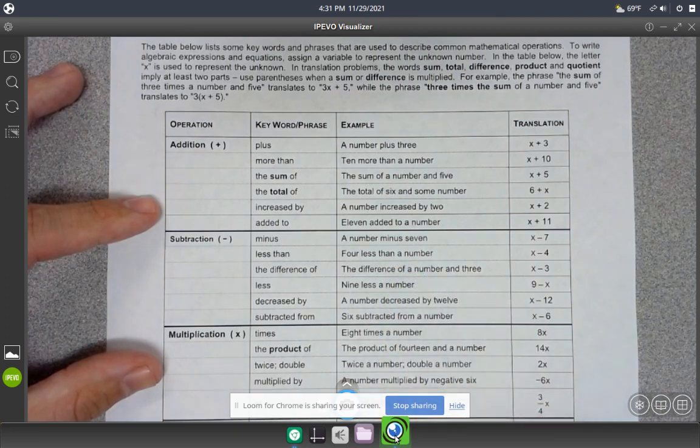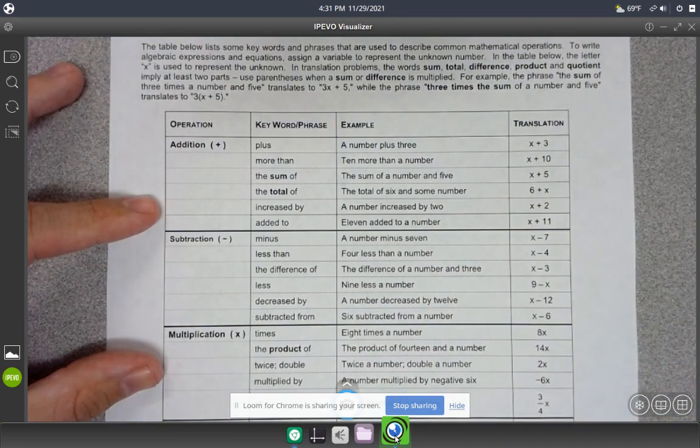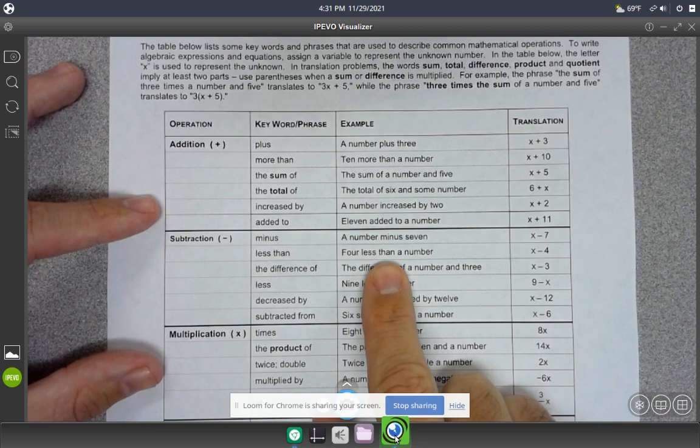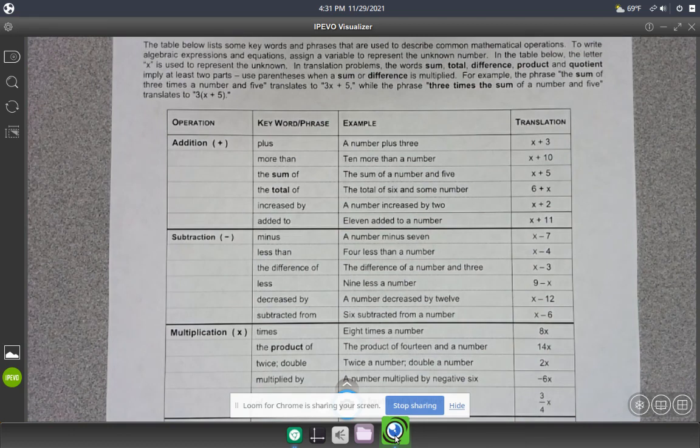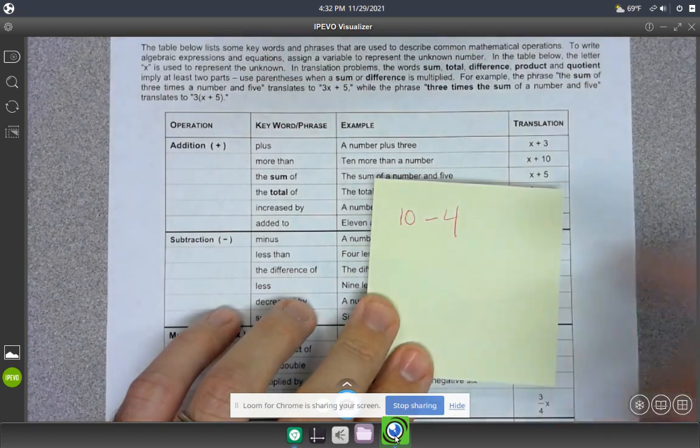So it's 4 less than some number. It's like you're starting with some number and you want it to be 4 less than that. So that's why you subtract 4 from that number. A lot of times that one will get mistranslated. A lot of people will put 4 minus x. If I say 4 less than 10, I'm talking about the number 6. The way you get that is by doing 10 minus 4. This represents 4 less than 10.